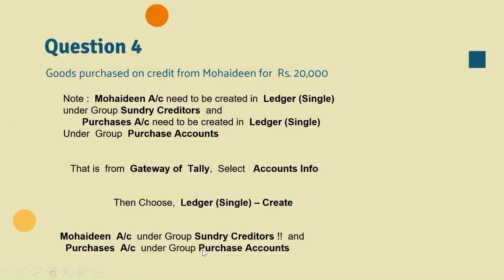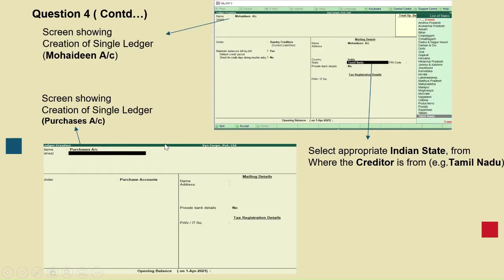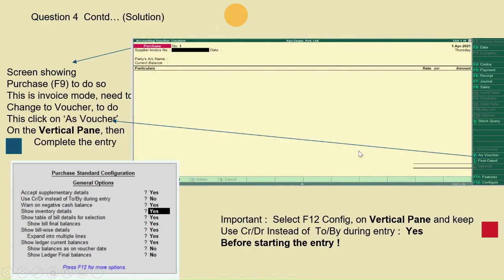Now next is goods purchased on credit from Mohideen. So goods purchased, so we have to use the purchase voucher. So now we have to open Mohideen account. He is the creditor. So under the group sundry creditors, and purchase account under the heading purchase accounts, we have to open. See, Mohideen account and purchase account is opened. If you want to type India, Tamil Nadu, if any address, you can do it. Otherwise, you can leave it as default.